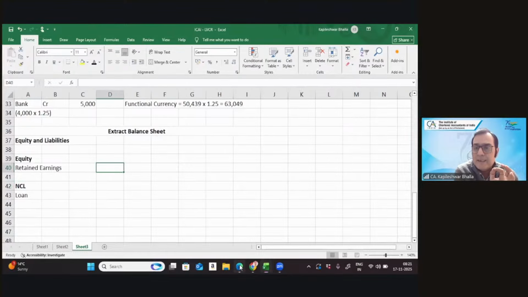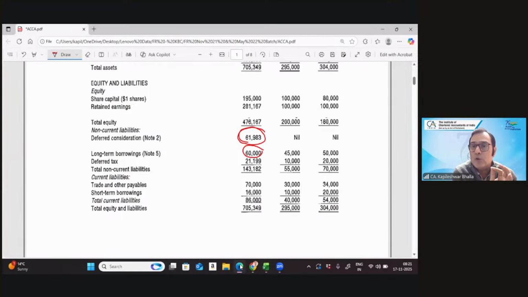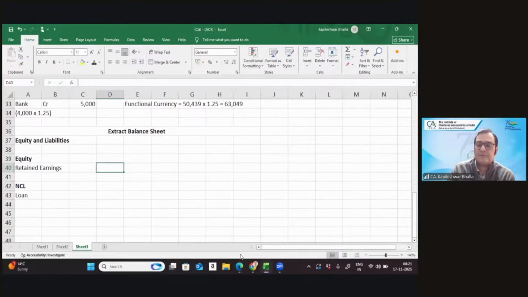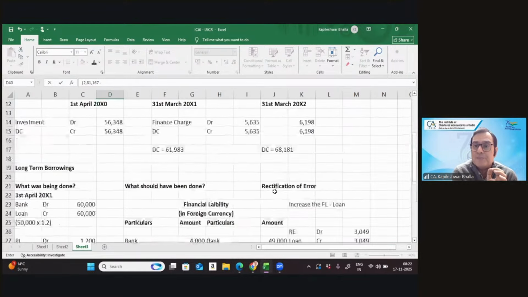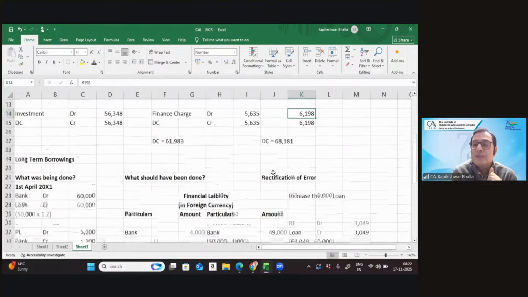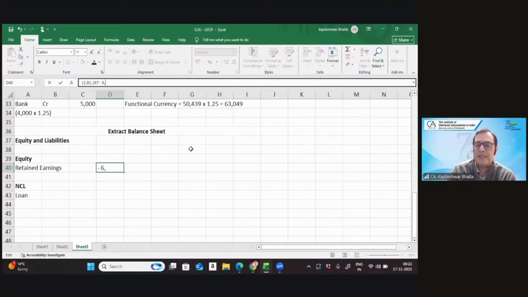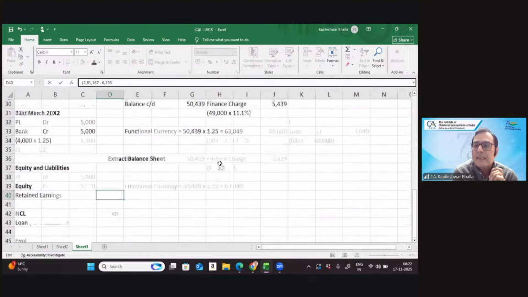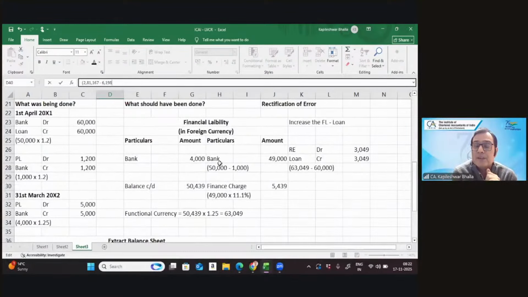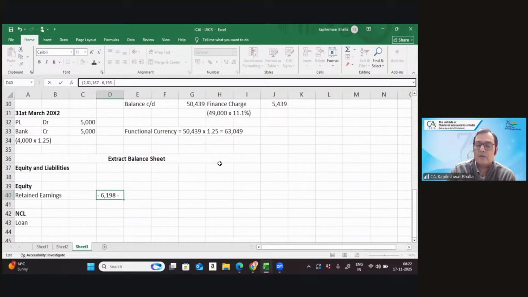So my retained earnings in the balance sheet is appearing at 281,167. So now what we need to do is go back to the agenda. Once we go back to the agenda, I think what we need to record is the finance charge. So reduce the RE by 6198. So this gets recorded, reduced by the finance charge 6198. And the RE also gets a debit to the extent of 3049. So let's also make a reduction of 3049.